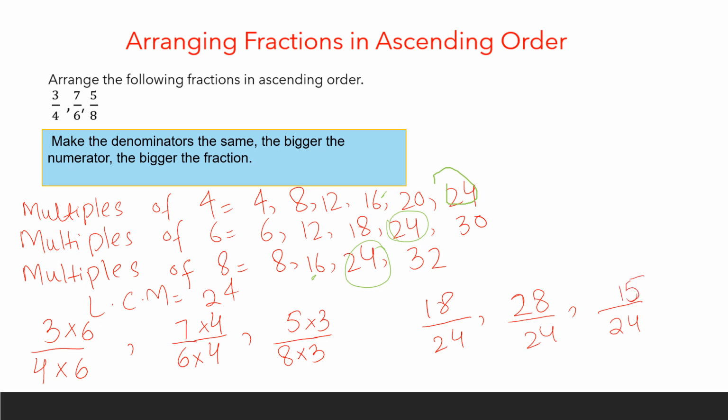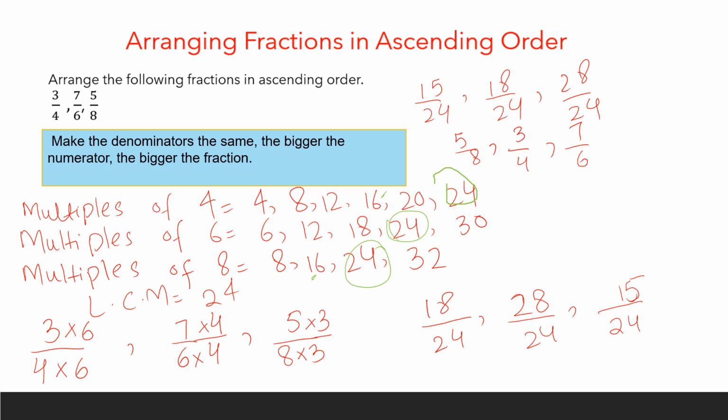So we need to write from the smallest. Our smallest numerator is 15. In ascending order, it will be 15 by 24. Our next smaller is 18 by 24, and the next one is 28 by 24, which is the greatest. 15 by 24 is for 5 by 8. So I'm going to write them in the original form: 18 by 24 is equivalent to 3 by 4, and 28 by 24 is equivalent to 7 by 6. So this is the arrangement.